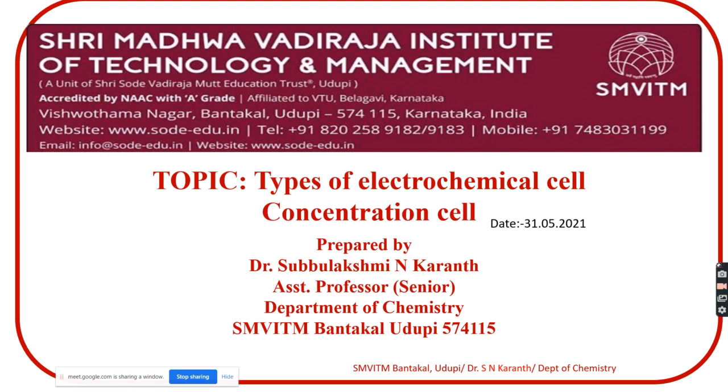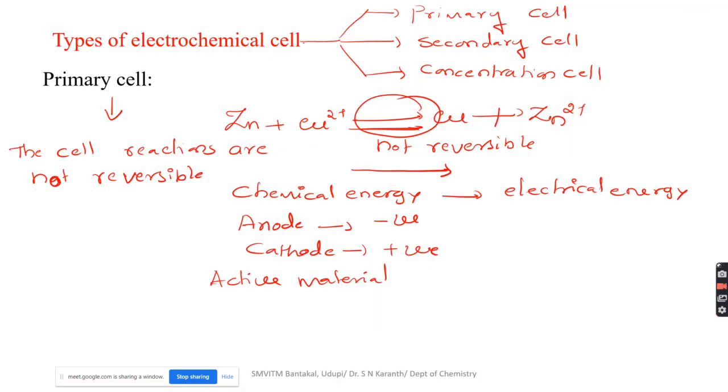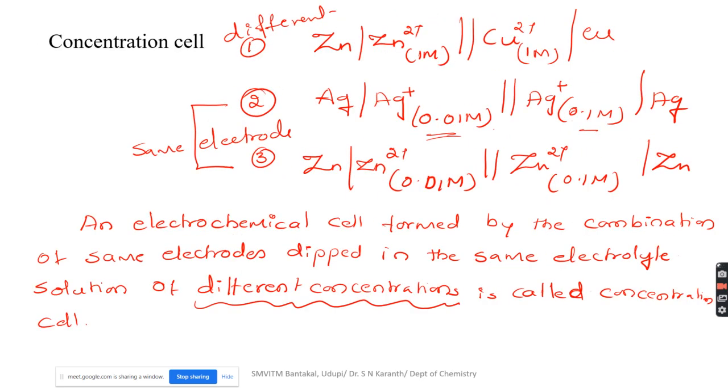Then types of electrochemical cell. There are three types of electrochemical cell: primary cell, secondary cell, and concentration cell. If the cell reaction is not reversible, it is called a primary cell. If the cell reaction is reversible, then it is called a secondary cell. The next one is the concentration cell.